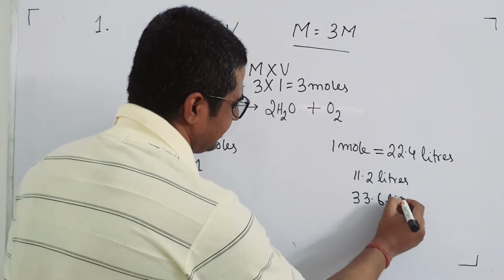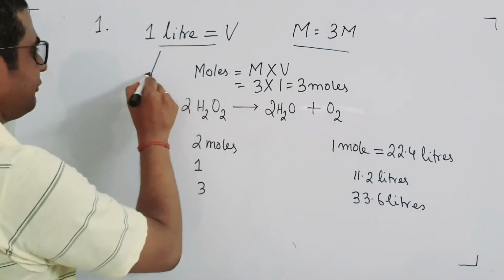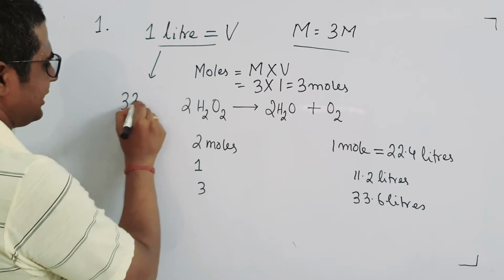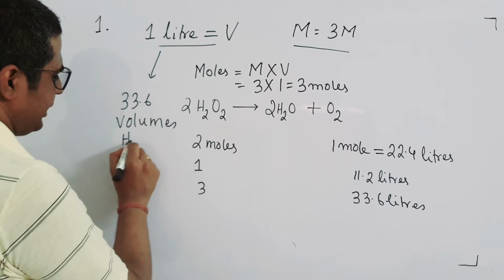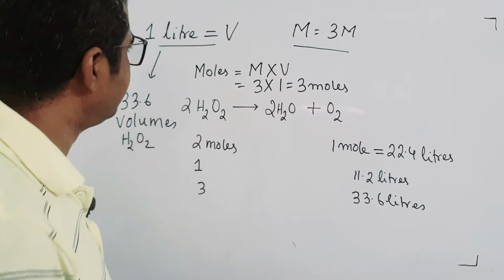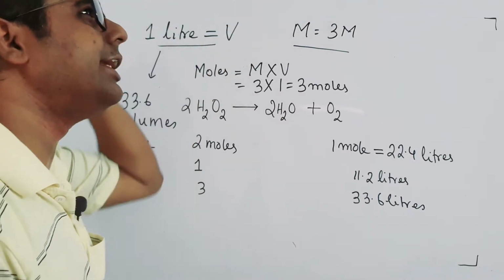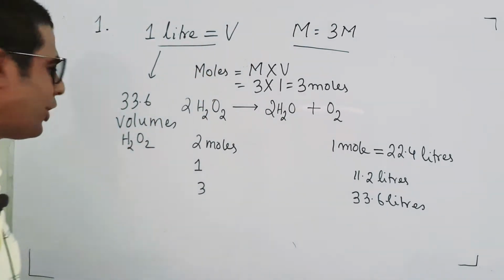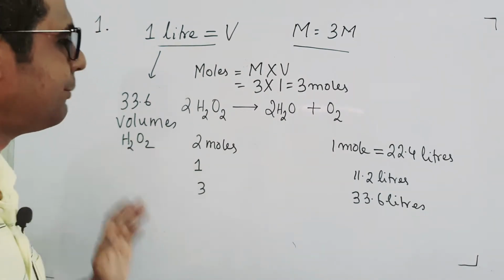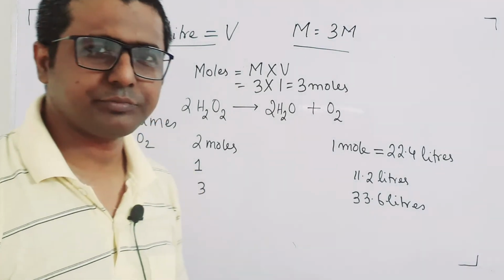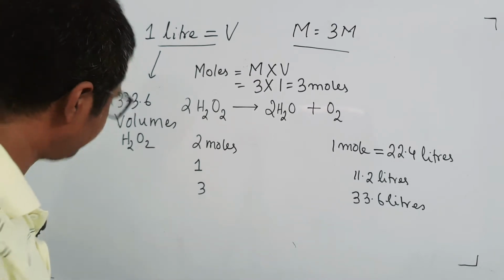Now 3 moles will give me 33.6 liters of O2 at STP. So this part, whatever the case was given, it is basically 33.6 volumes H2O2. That is what I need to label on the bottle. So I will be given a bottle with 1 liter capacity and 3 molar. I can directly write the volume strength as 33.6 volumes H2O2, because it gives 33.6 liters of O2. Clear? I hope everything is getting clear slowly. Okay, so this is my case study 1.